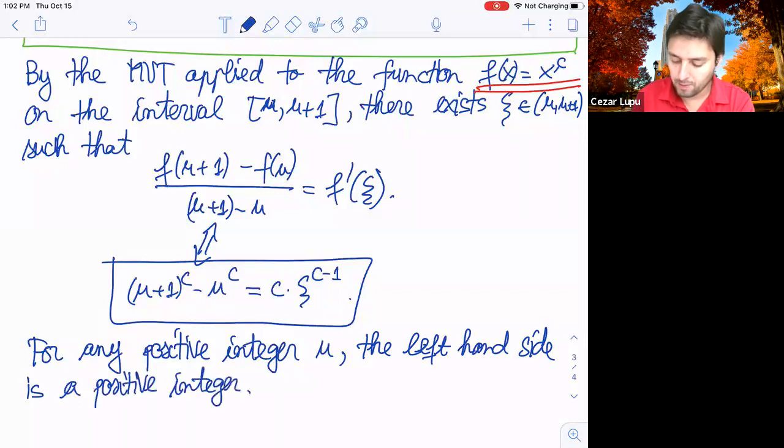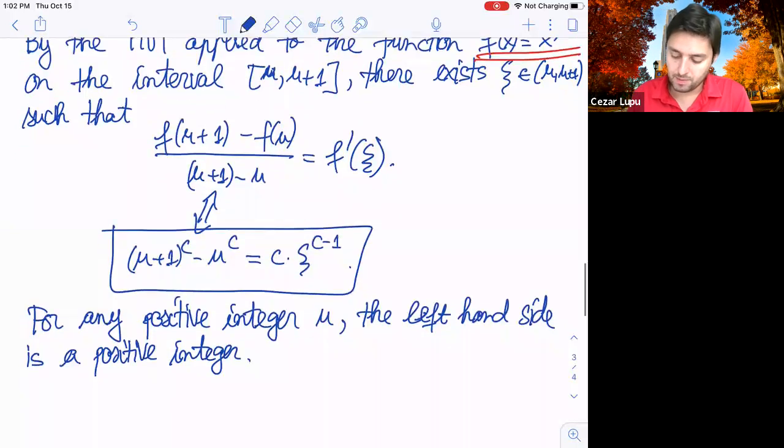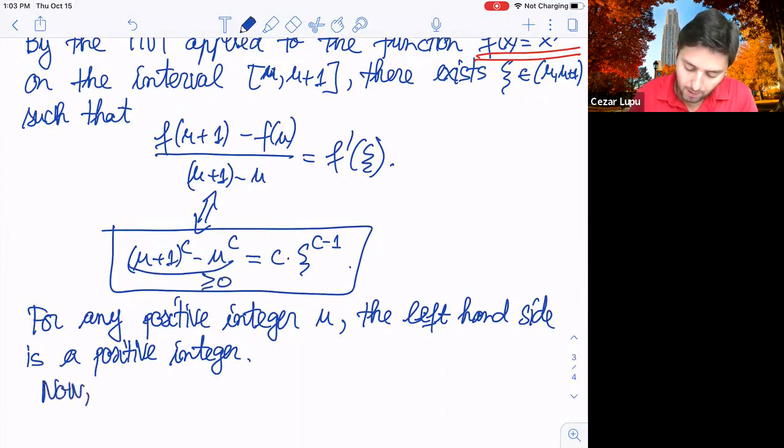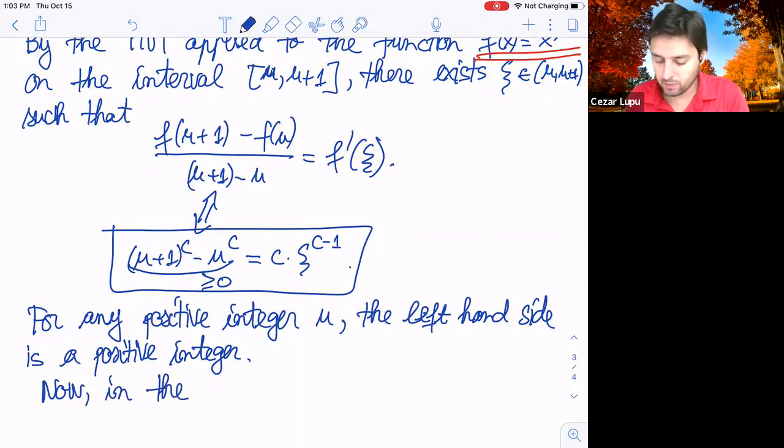That's obvious. I'm just subtracting two positive integers, but the thing is that u plus 1 to the power c is greater than u to the power c. So that's a positive integer. Okay, so I know that this is a positive integer, keep that in mind. But now I want to show that, from here, it will follow that c times u to the power c minus 1 is a positive integer.